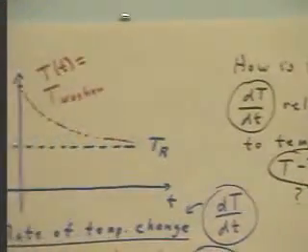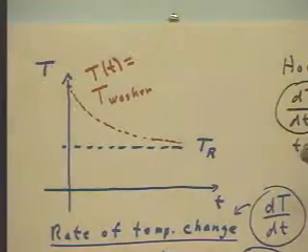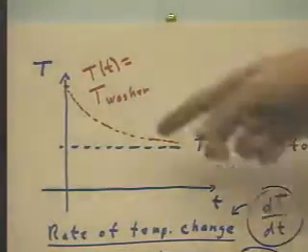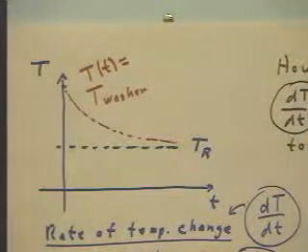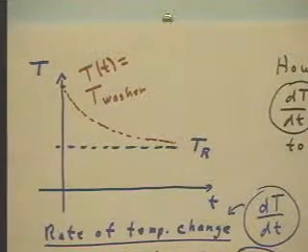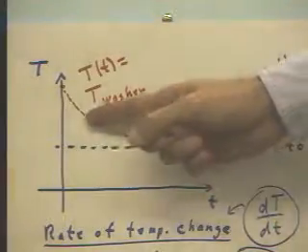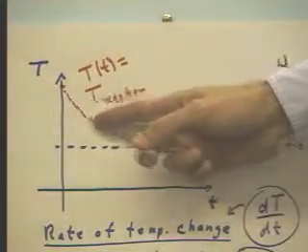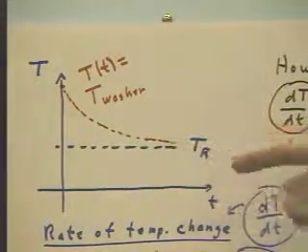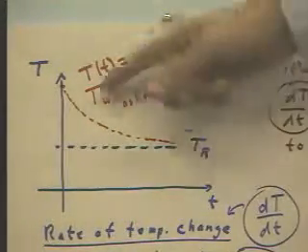Let's look back here again. Okay, our dT/dt is going to be the slope of this. It's going to be how steeply the graph changes. And our T minus T_R is going to be the difference here. And we see that the closer this curve gets to its asymptote, temperature T sub r, the less slope it has.